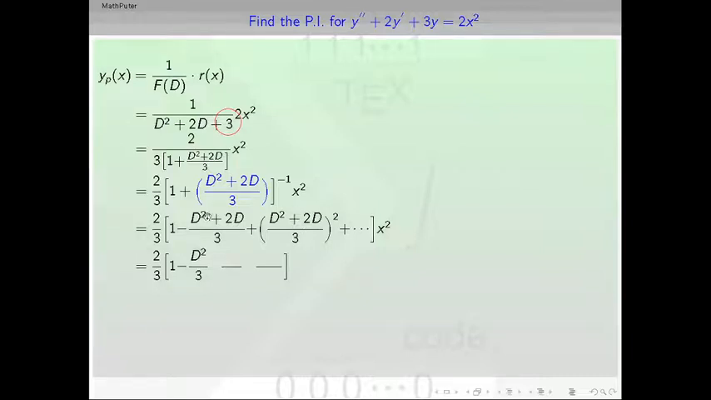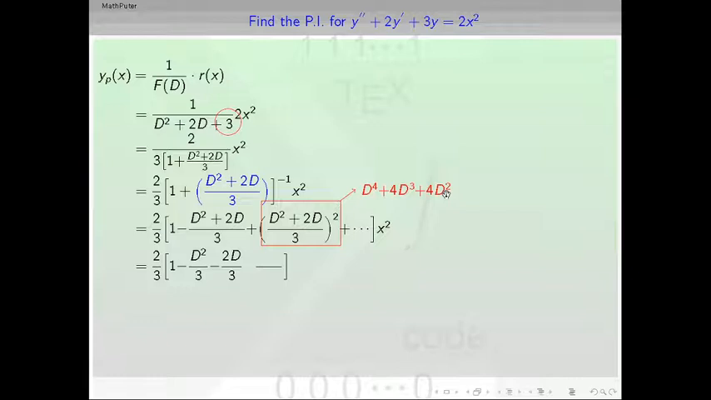1 minus this is d square upon 3. This is now minus 2d upon 3. Okay, now look at here, d square plus 2d whole square. Concentrate here on this term. So this is actually a plus b whole square, which is a square, that is d raised to 4, plus twice ab, which gives us 2 times 2d into d square, which is 4d cube, plus 2d square is 4d square.